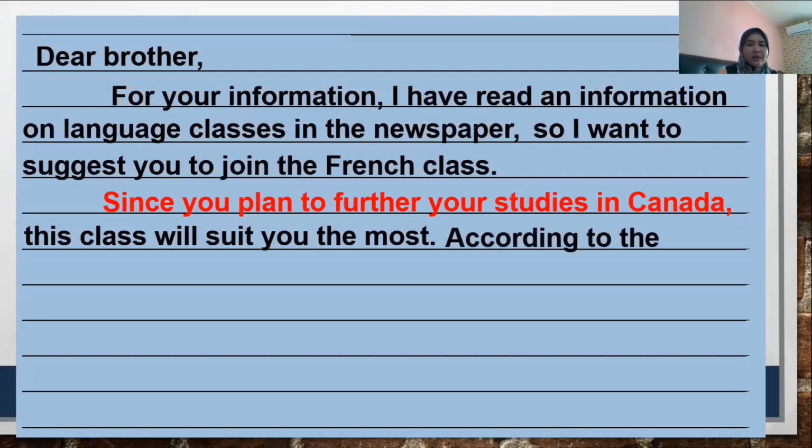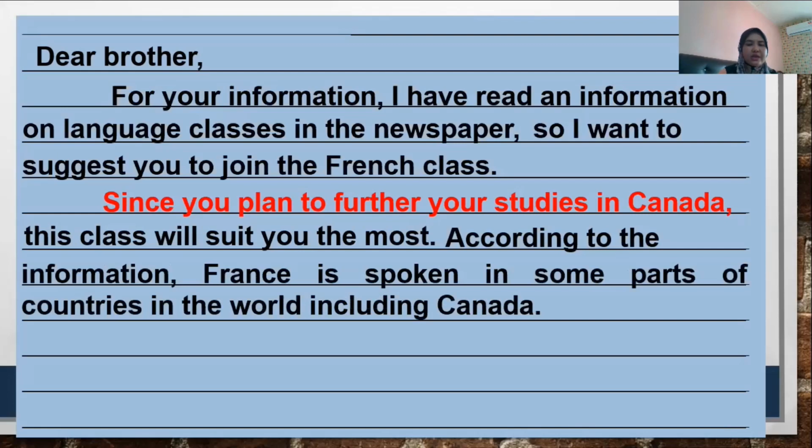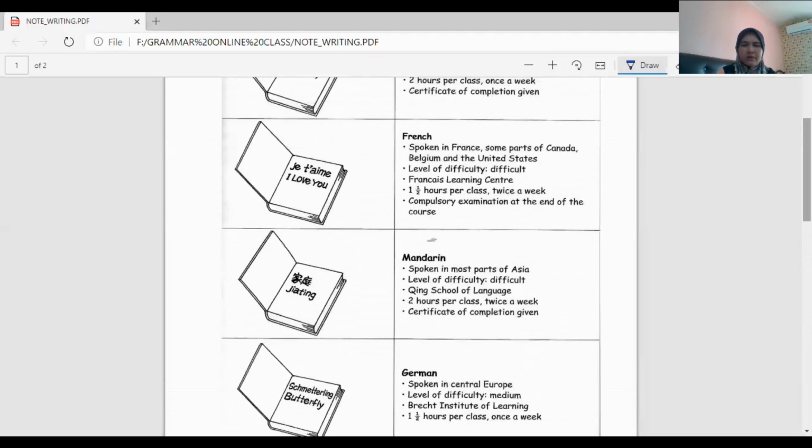Then I'll proceed to the next point. According to the information, French is spoken in some parts of countries in the world, including Canada. So actually, if you notice, this information is the first information that I took from the question. Let us look at the question again. Just now, it mentioned here, French is spoken in some parts of Canada, Belgium, and the United States. So actually, I am taking this information as my first information in my answer.